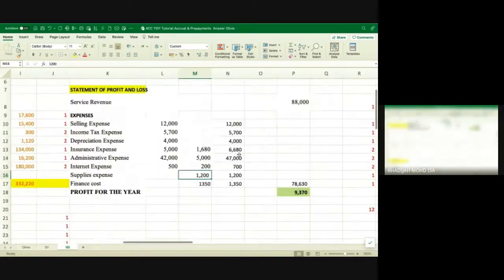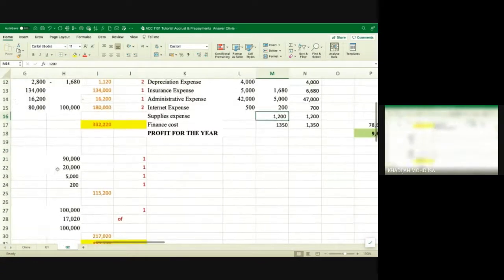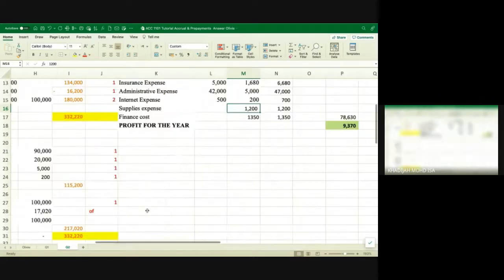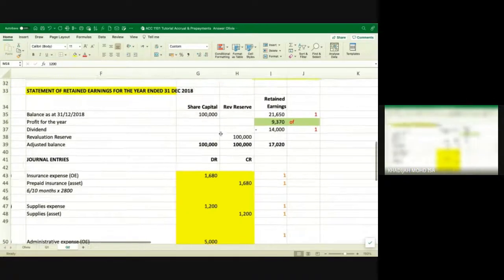So once you have all these, then you can compute total assets and your total liabilities. But for your profit and loss account, you compute revenue minus all your adjusted figures, then you have your profit for the year. Transfer that profit of the year to your retained earnings. So you have retained earnings here.